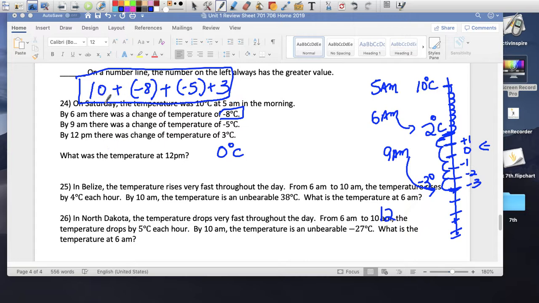10 plus negative 8 is, sorry, not negative 2. 10 plus negative 8 is positive 2. Then I'm going to add plus negative 5, and then plus 3. 2 plus negative 5. There's more negatives, so the answer is going to be negative 3, right? And then to that, I'm finally going to add 3. And negative 3 plus 3 equals 0. So either if you do it this way, or if you do it like a little diagram here, either way, it gets you the answer of 0 degrees. Okay.